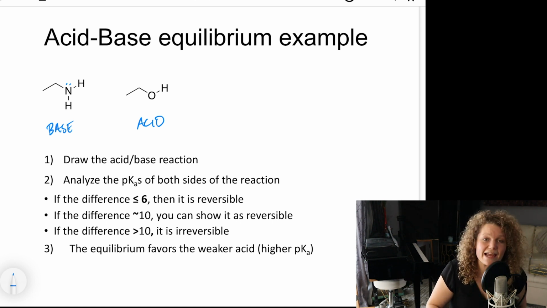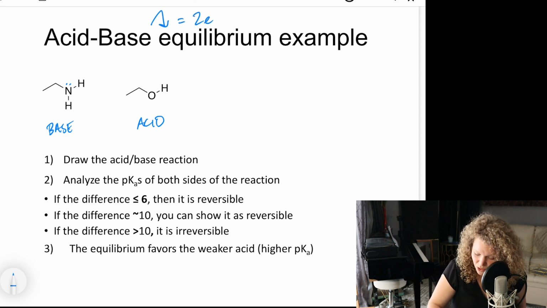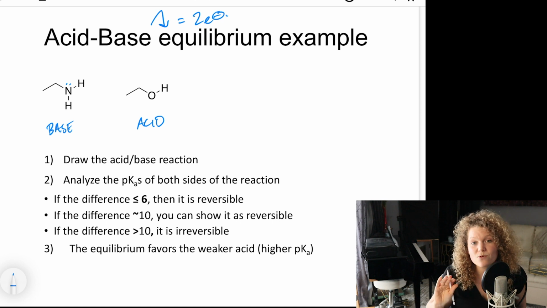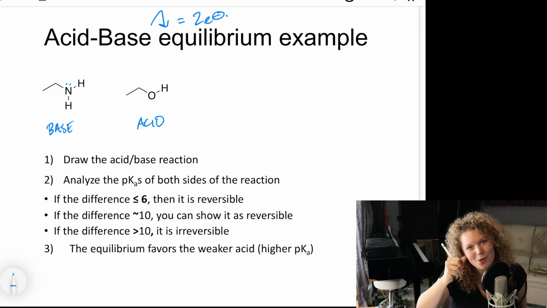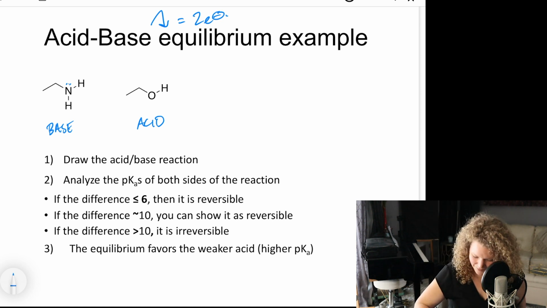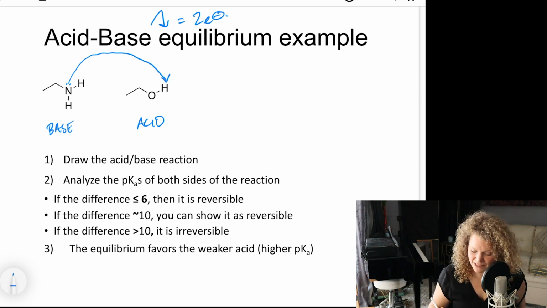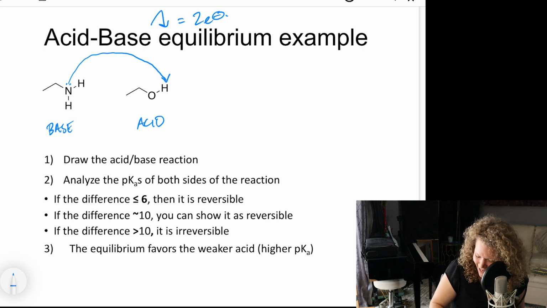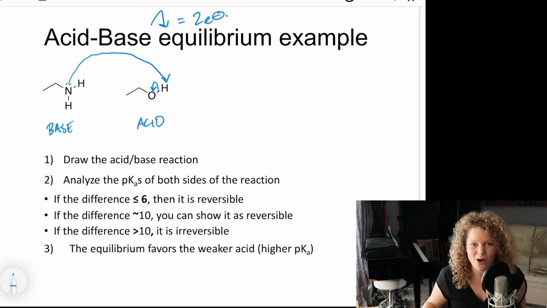Let's draw an arrow pushing mechanism using curved arrows. Remember, curved arrows are just electrons. This means two electrons are moving. It's a way we can communicate what's happening. So instead of us writing out words that say the lone pair of the nitrogen picks up the proton of the alcohol and the electrons between the oxygen-hydrogen bond reside on the oxygen.